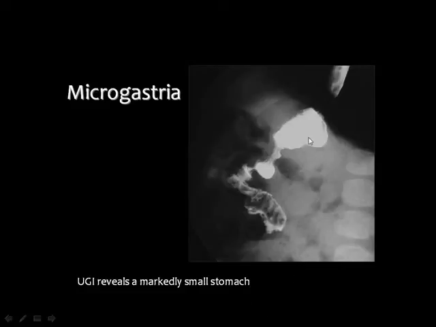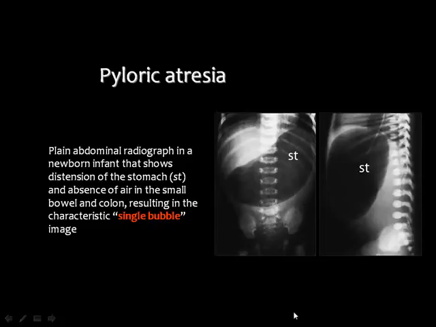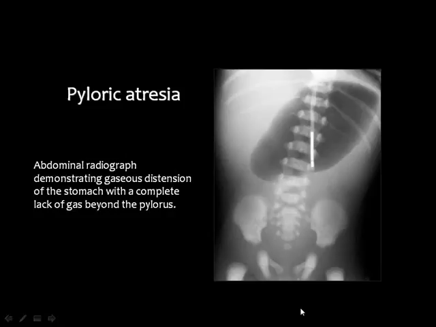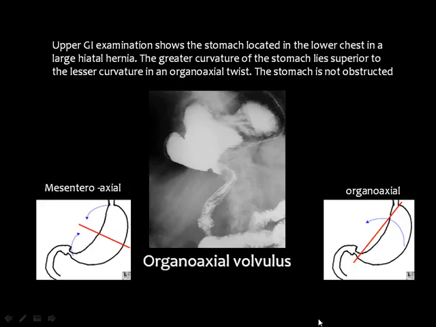And this is a case of microgastria, where you can see a very small lumen of the stomach with barium directly passing into the proximal part of the duodenum. And pyloric atresia can be diagnosed from the plain film by detecting what is known as the single bubble. The single bubble means that the stomach is distended by air, and no air can be seen in the duodenum or the bowel. This is another case of pyloric atresia, where you see a single air bubble filling the stomach, and no air in the rest of the abdomen.